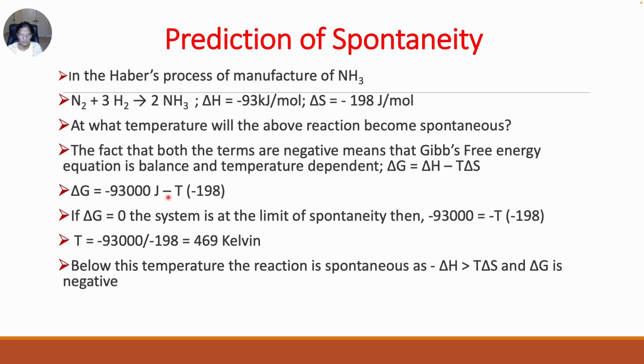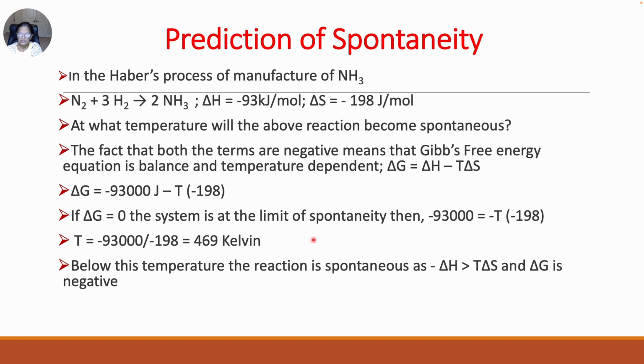Now let's see when this delta G will become negative. Minus 93,000 joules minus 469 into minus 198, minus of minus will be plus. So this plus value must be less than this minus value. When will this be less? When T is lesser than 469, this positive value will be lesser than the negative value. T delta S will be lesser than delta H. Only then delta G will be negative. That means below 469 Kelvin only, this reaction is spontaneous, as delta H is greater than T delta S and delta G is negative.